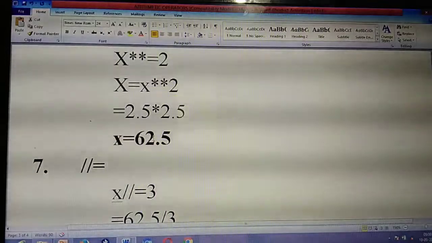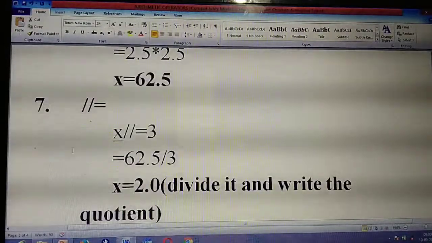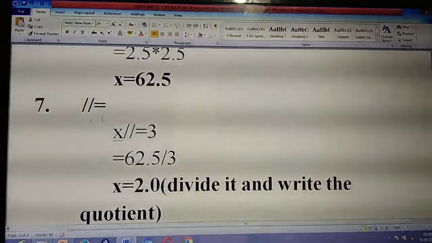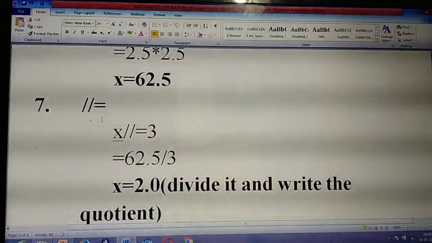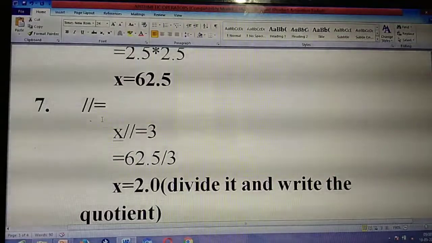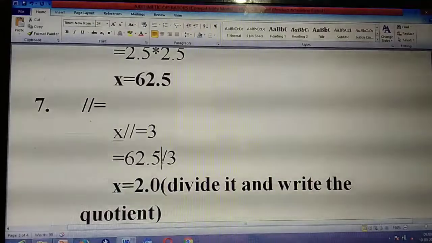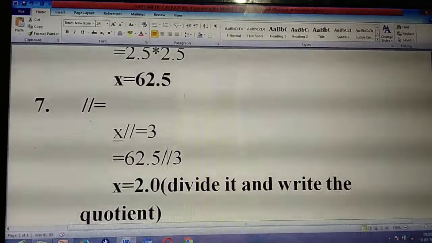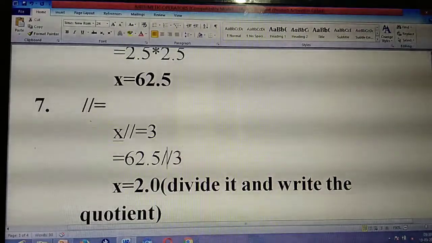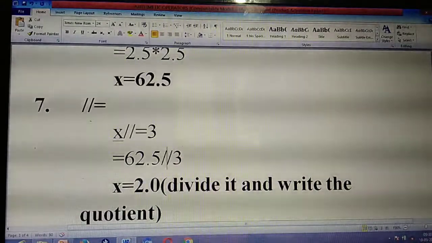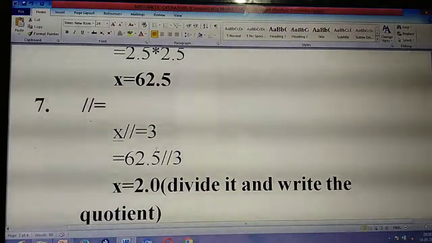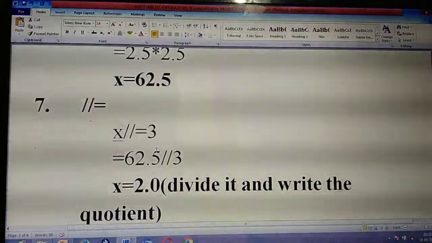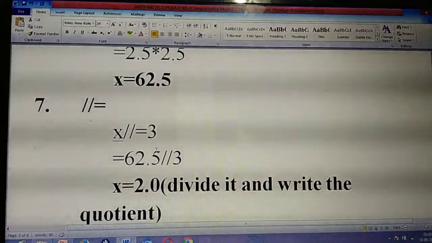Yes, next one is floor division. So, x slash slash equal to 3. What's the meaning? What's the value of x you got at the last? 62.5. Divide the 62.5 with 3. Divide this value. 62.5 divided by 3.